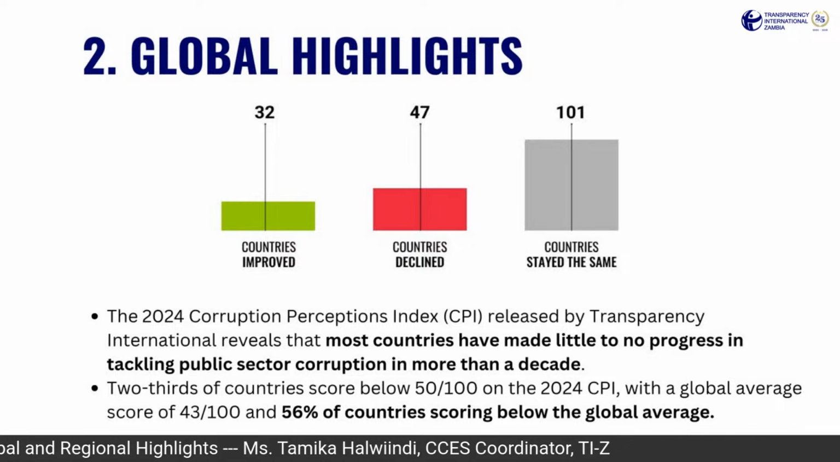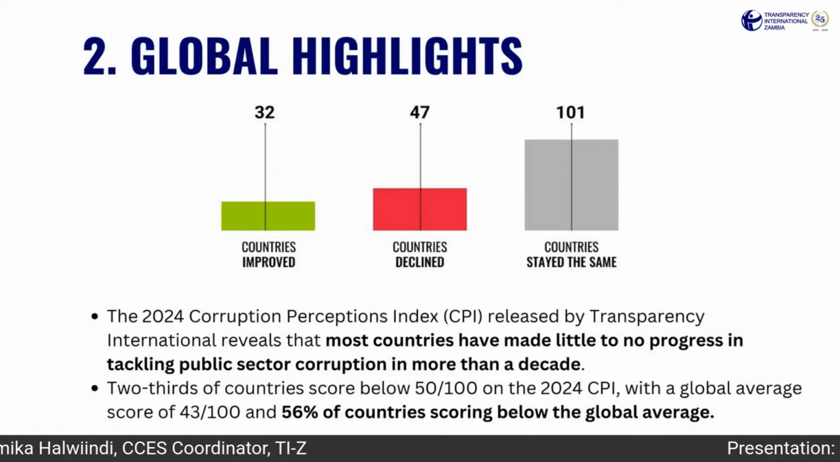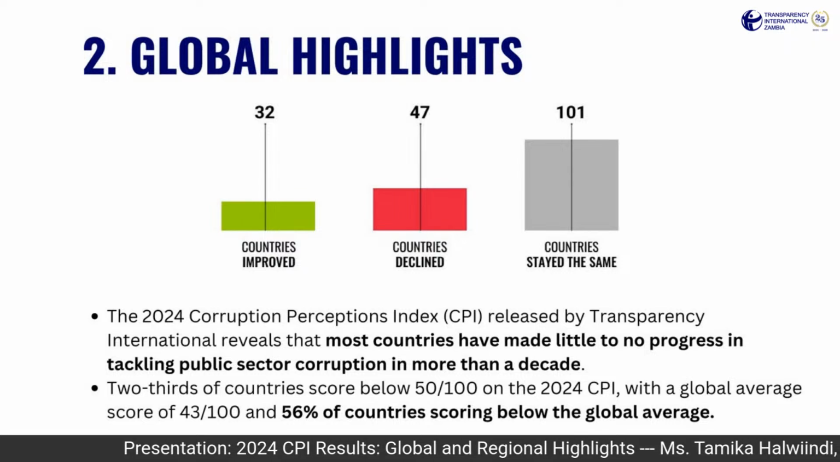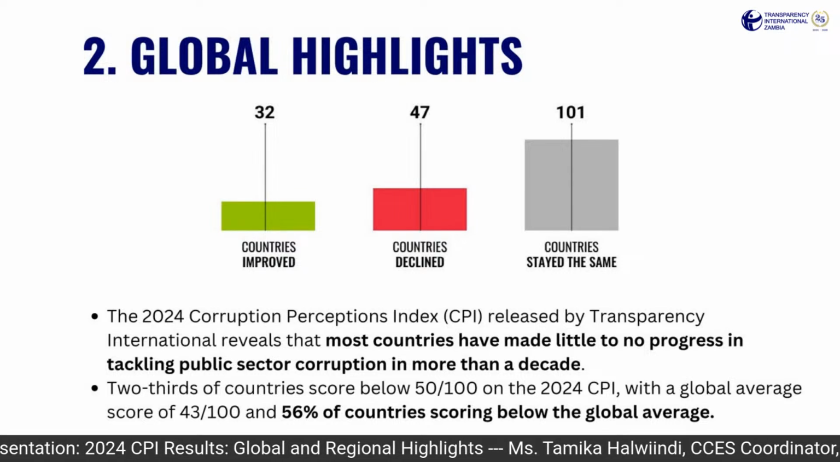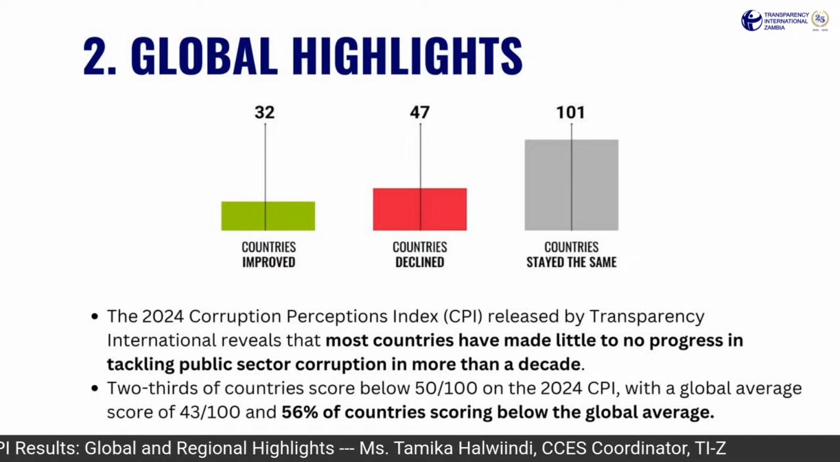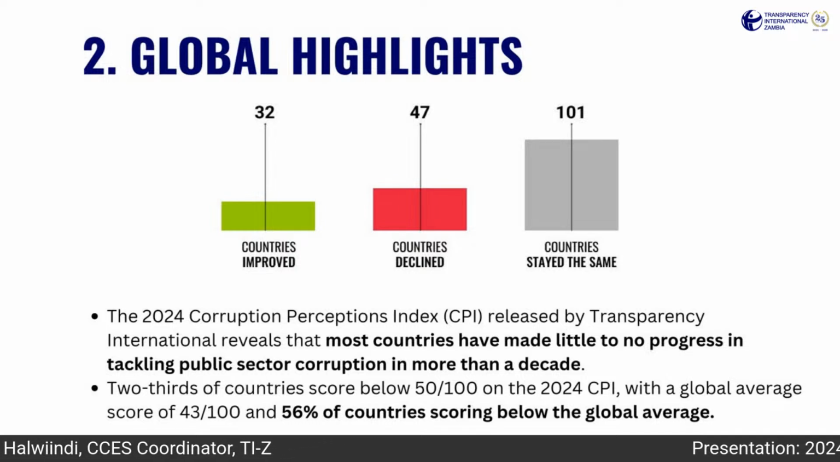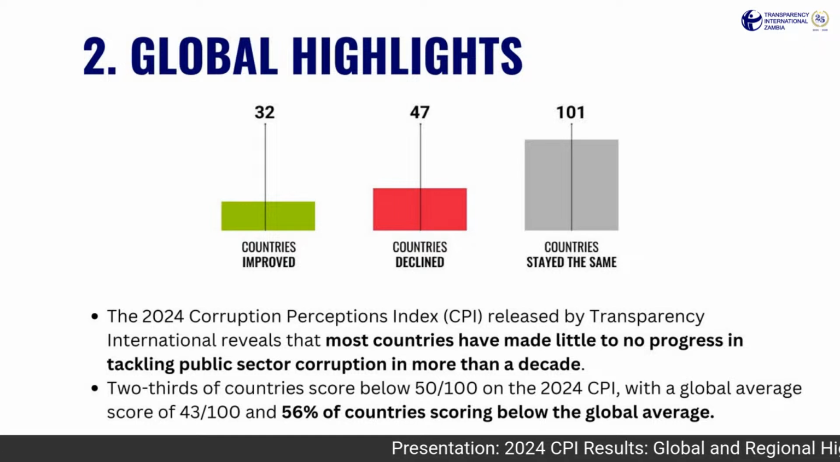The sad news in terms of anti-corruption activists is that based on the 2024 Corruption Perceptions Index, we do not see much progress in the fight against corruption, particularly public sector corruption. We have over 2/3 of countries scoring below 50 on the CPI. So 50 out of 100 would be the average mark, and we have 2/3 of countries getting a score below that.